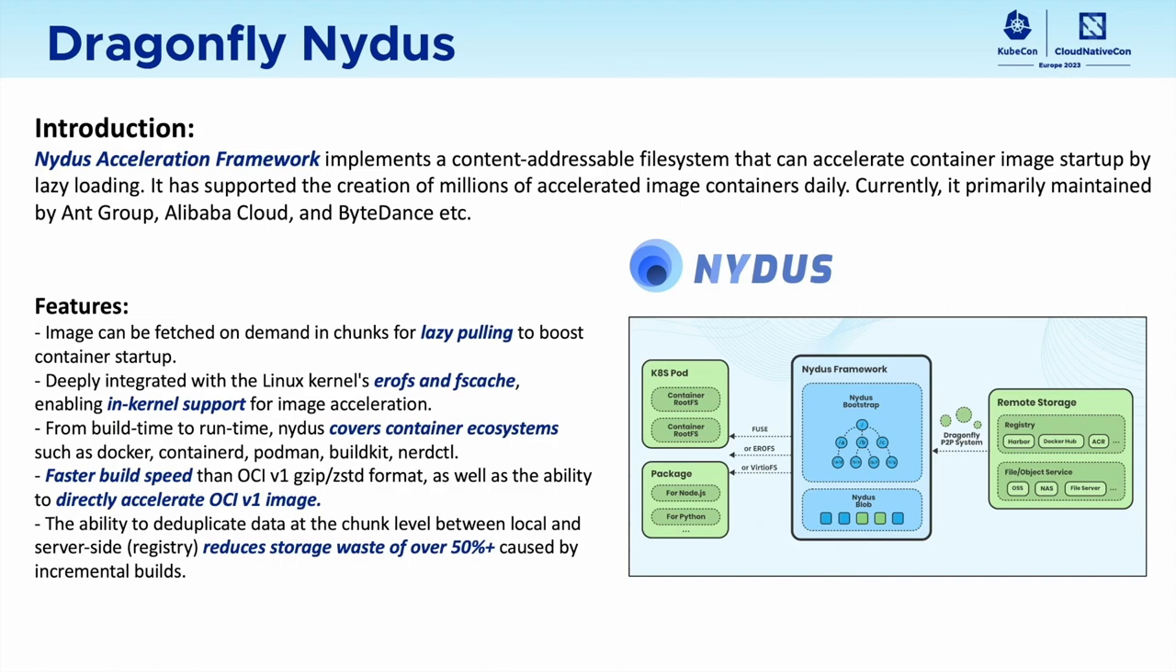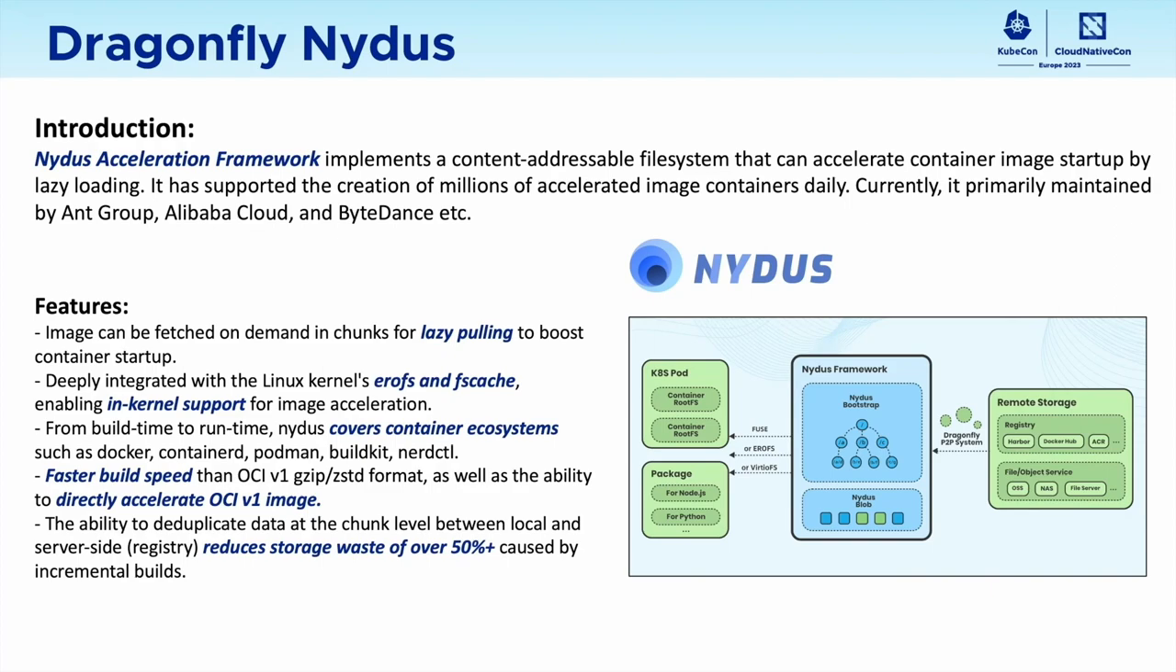Nydus has many features, including: images can be fetched on demand in chunks for lazy loading, lazy pulling to speed up container startup, and deep integration with the Linux kernel, EROFS and FSCache, enabling in-kernel support for image acceleration. From build time to runtime, Nydus covers container ecosystems such as Docker, Containerd, Podman, Buildkit, Nerdctl.